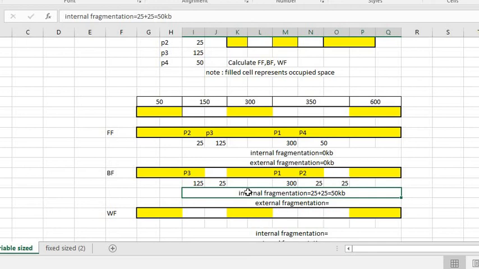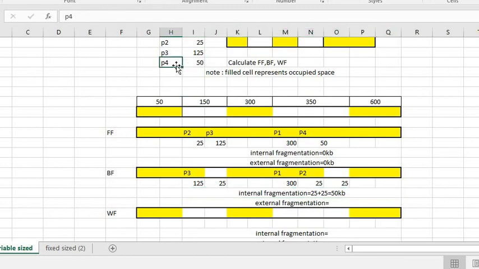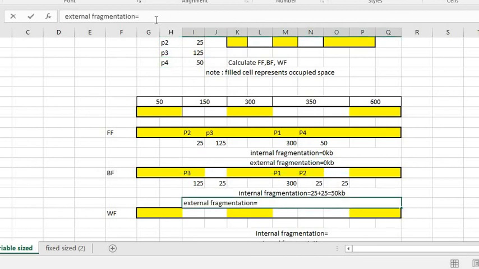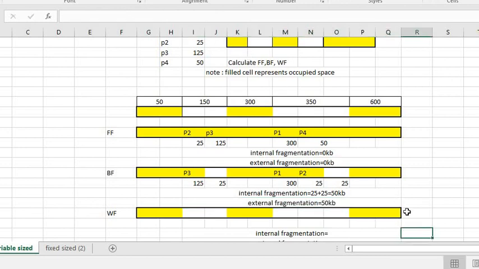So now we need to check, is there any external fragmentation? Of course there is an external fragmentation, because even though we have 25 plus 25, 50 kilobytes of free memory, it's not possible to fit P4 because he is asking for continuous addresses. So obviously the external fragmentation would be that process which could not be accommodated. What's the size of that process? That is nothing but the external fragmentation size. So it could cause external fragmentation of 50 kilobytes of space.